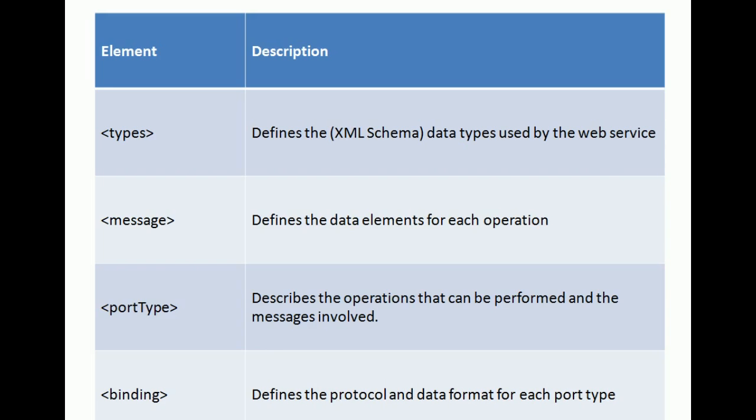Message defines the data elements for each operation. This message is the body which will transfer the data from one end to the other end. Port type describes the operation that can be performed and the messages involved. This is the operation function which contains the information. So this will be passed. And binding defines the protocol and data format for each port type. Let's see this detailed view of WSDL in the next tutorial.